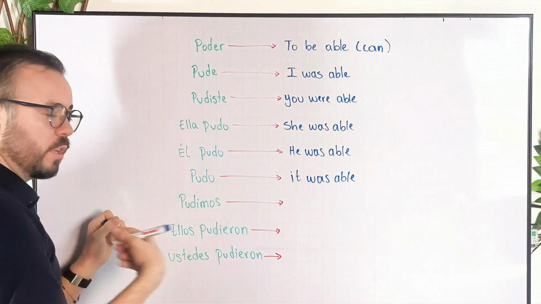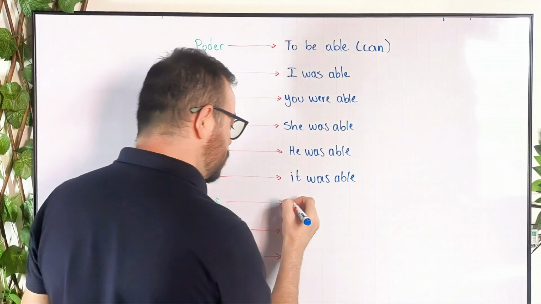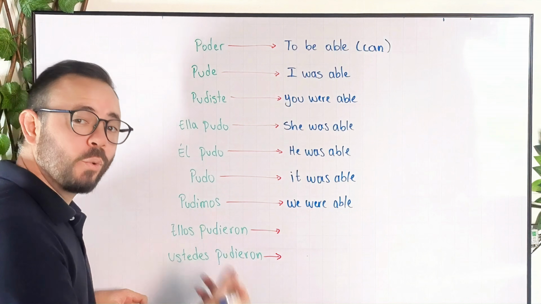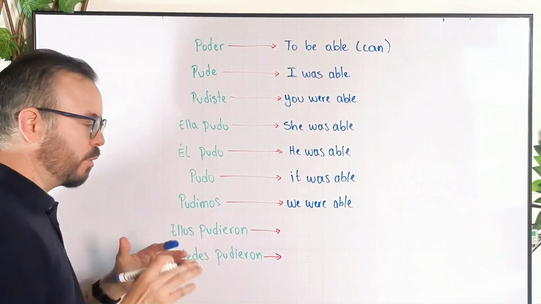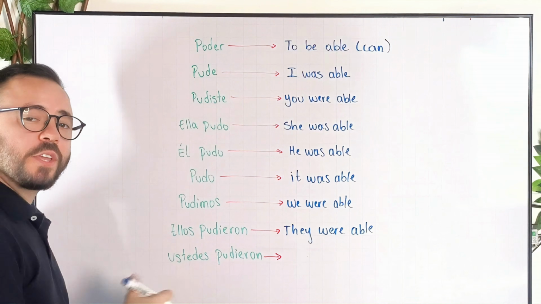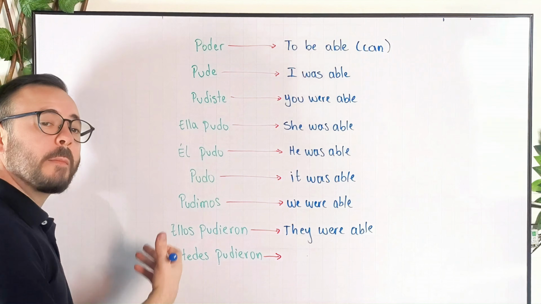Then we have pudimos, that is just the we form. So pudimos is just we were able. Then the they form is just ellos pudieron. Okay, pronunciation is very important here. So ellos pudieron, it will be. And at the end, we have the you plural, that will be ustedes pudieron.